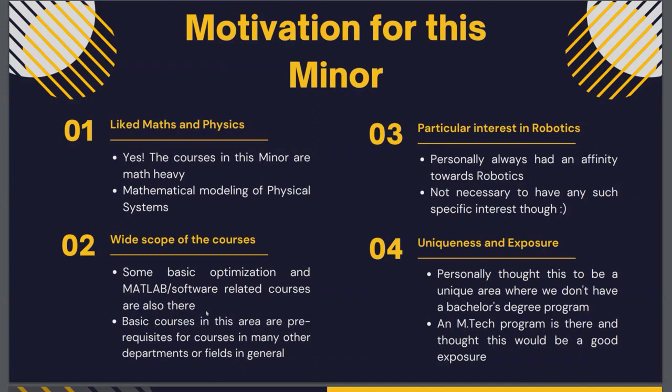In fact, many basic courses in this area are prerequisites for courses in other departments or fields in general. An optimization course is a prerequisite for so many other courses. So there's a wide scope of the courses. It's not just the wide scope of the branch, but even the courses that are taught in the branch. You need them in many places. That was the second motivation.